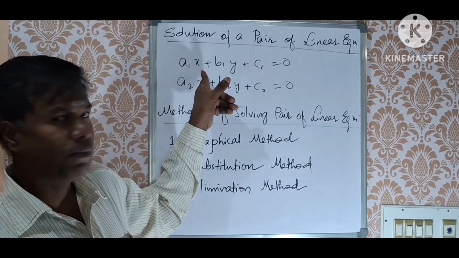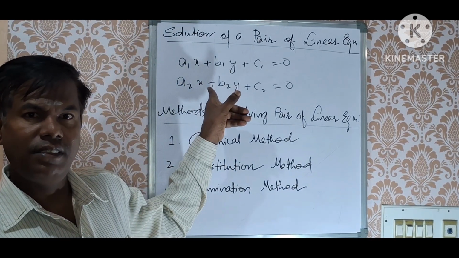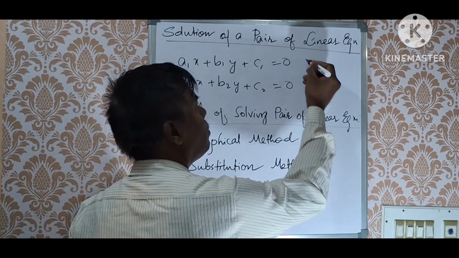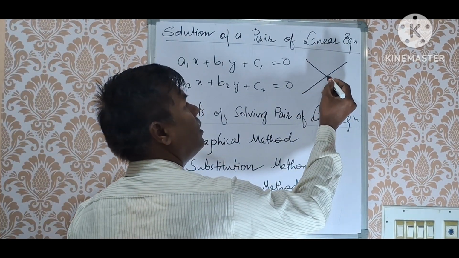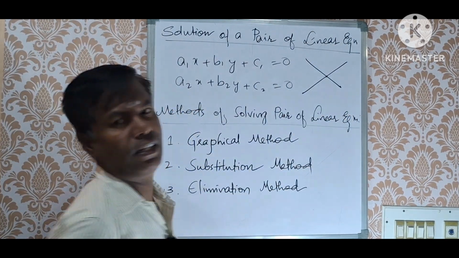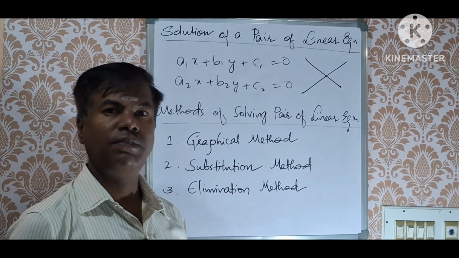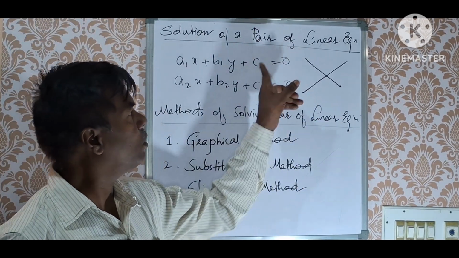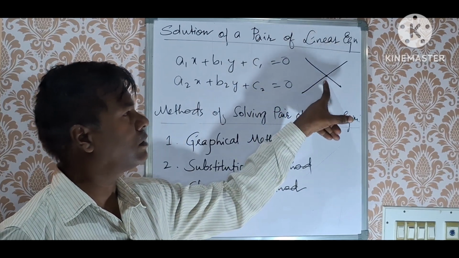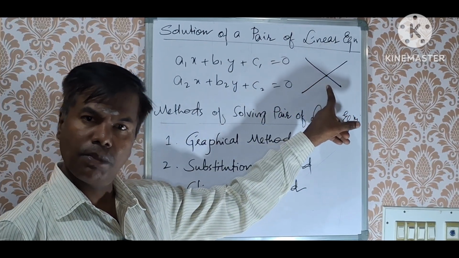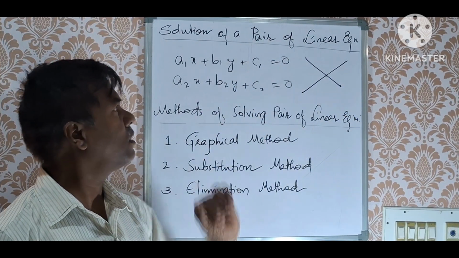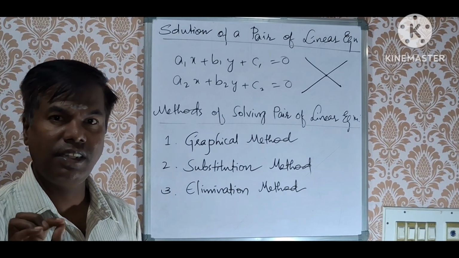This is the equation of a straight line. This is the equation of another straight line. If we solve these two equations, we get the intersection point of these two straight lines. That is called the solution of a pair of linear equations. It is common to both the lines. This line also passes through this point. This line also passes through this point. That is called the solution of a pair of linear equations.